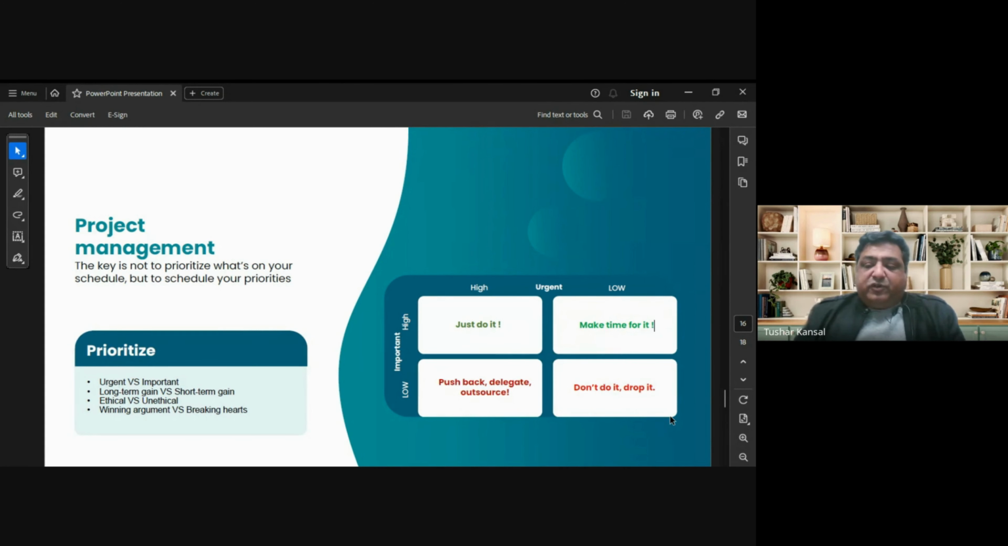There is a project management software called Jira. That's good for startups.